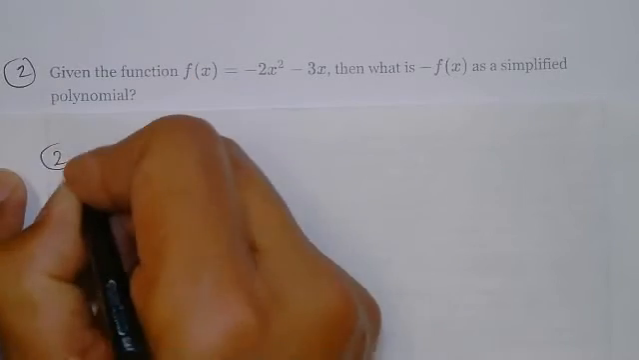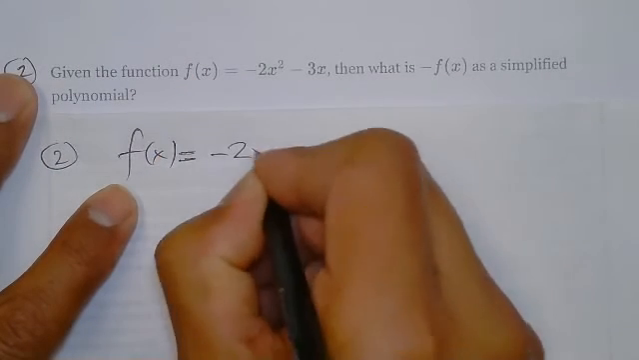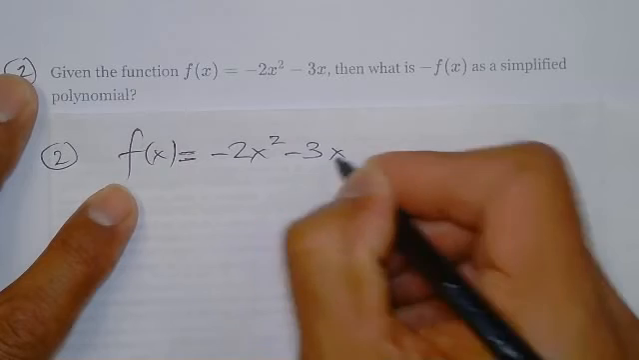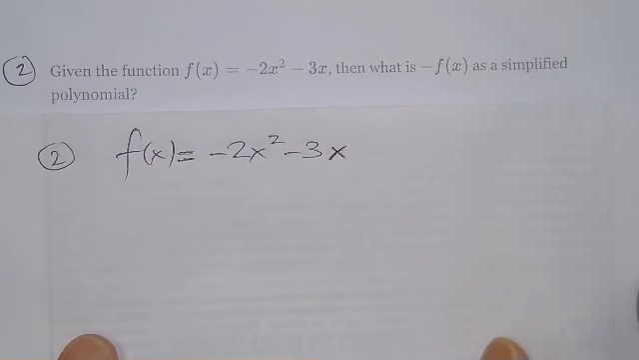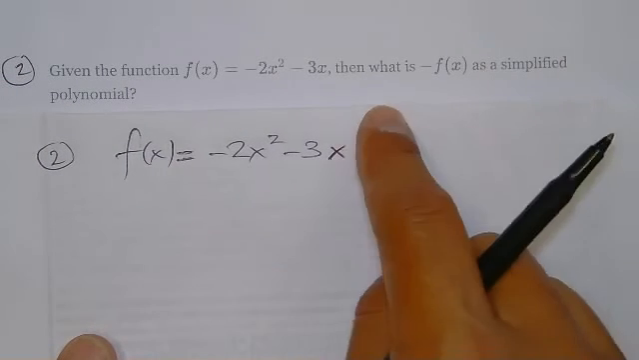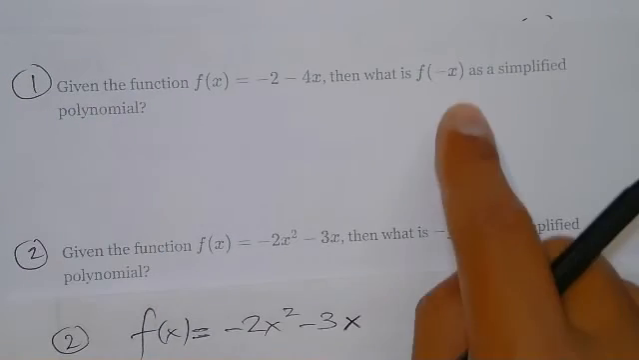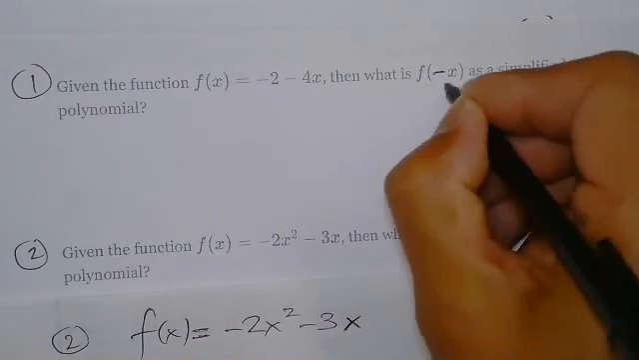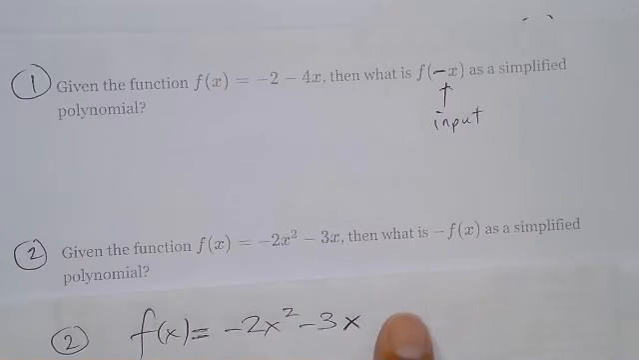But long story short, number 2. Let's just write this function. f of x is equal to negative 2x squared minus 3x. Right. That is the function. But now that negative, right over here, we look back at number 1. The negative was here on the inside, right? It was part of the input. You guys agree with that?